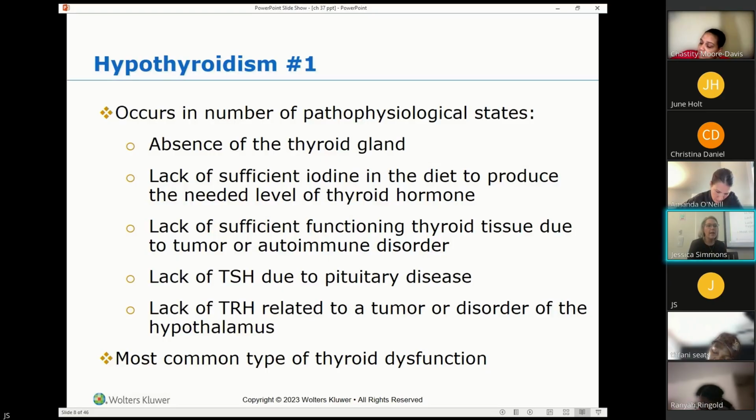If you have a lack of sufficient iodine in the diet to produce the level needed of thyroid hormone, remember, I told you, in third world countries where they don't have a lot of iodine, a lot of children and adults will have iodine insufficiency, leading to hypothyroidism, which is also a very big part of children's growth and development. Okay. Lack of sufficient functioning thyroid tissue due to a tumor or autoimmune disease.